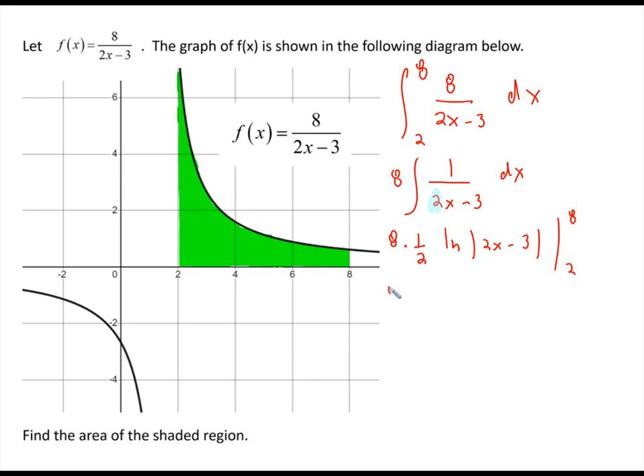So the 2 and the 8 simplify. We have 4 here, so we have natural log, and then we plug in the 8. 2 times 8 is 16. 16 minus 3 is 13, minus bracket, same thing, 4 natural log. Then we have 2 times 2, which is 4, minus 3, which is 1, so natural log 1. Natural log of 1 is 0, so 4 times 0 gives us 0, so we're going to end up with just 4 natural log 13 as our answer. Okay?